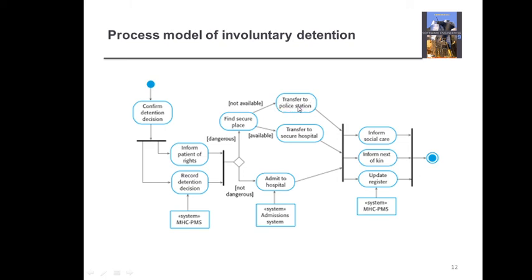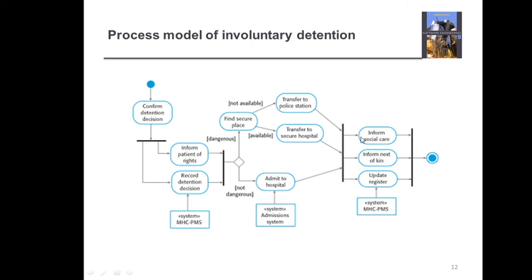This is the reason we were supposed to inform the patient about the rights, because we are going to put him behind the bars. It is against the law, so it has to be informed. Now, once you have carried out these three activities, either admit him to the normal hospital or to a secure hospital or to the police station, then again these end here and a parallel activity starts.